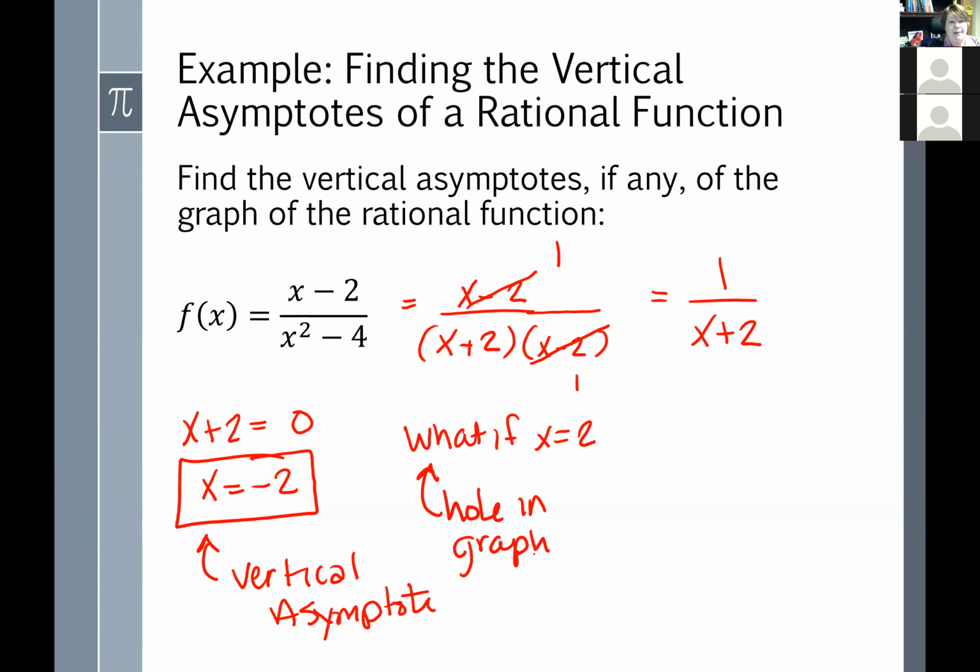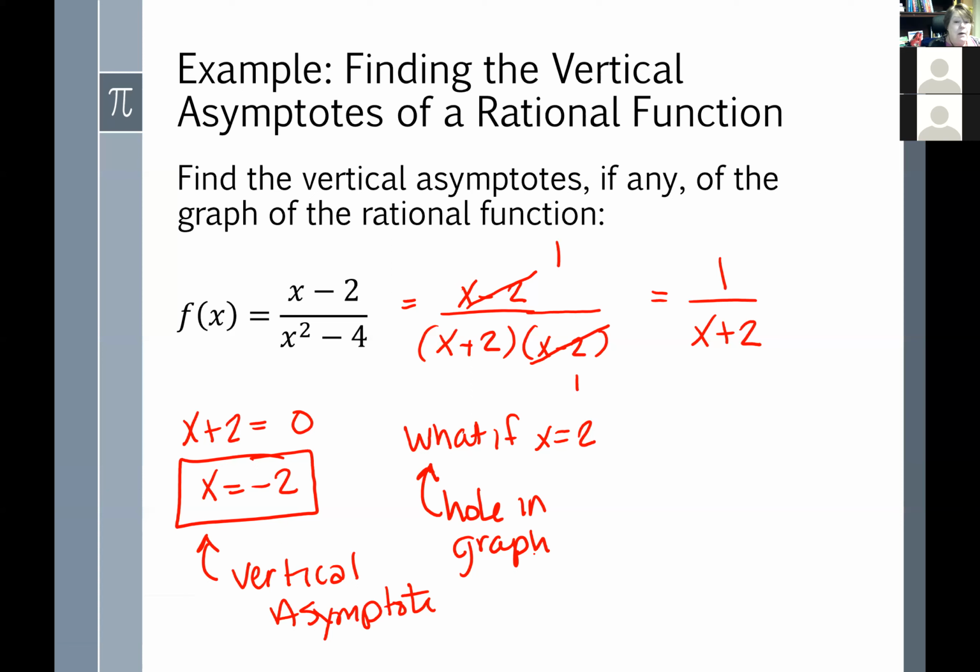So several semesters ago, a student said, so the factor you cancel, that's the hole. The factor that's left over in the denominator, that's the asymptote. And that sums it up. So anything you cancel in the numerator and denominator, that could be a hole in your graph. So x cannot equal 2. It can't, or you'd have a denominator that's equal to 0.